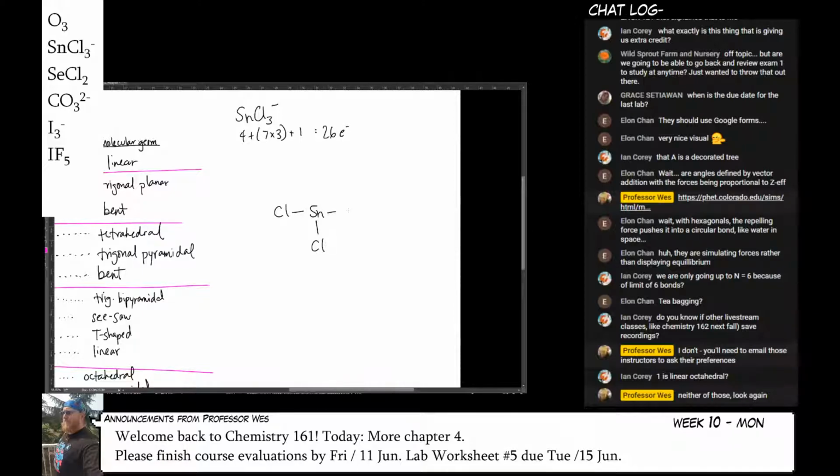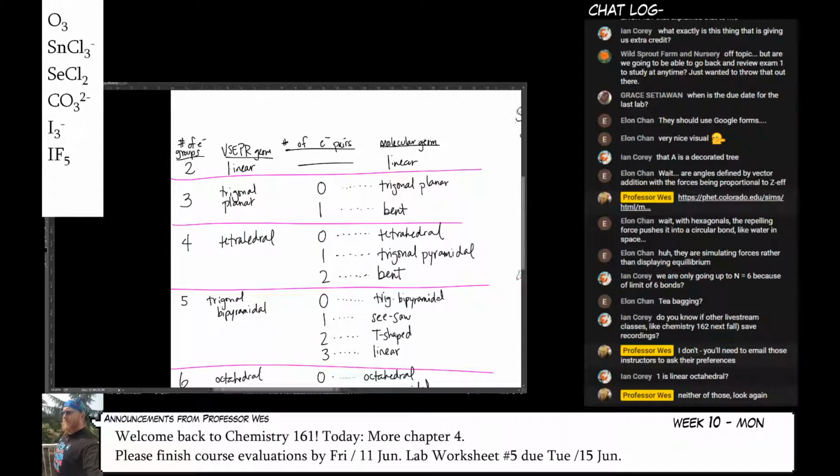And again, I don't know where this is going to end up. I mean, I do, but... So there's 6 electrons, 7, 8, 9, 10, 11, 12, 13, 14, 15, 16, 17, 18, 19, 20, 21, 22, 23, 24, 25, 26. Okay, now we're going to count electron groups around the central atom. So I got 1, 2, 3, 4. So 4 electron groups.